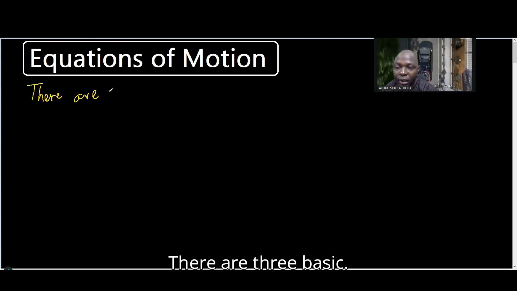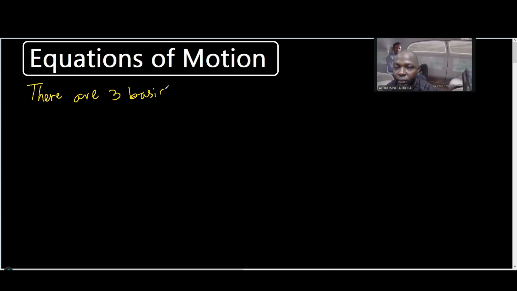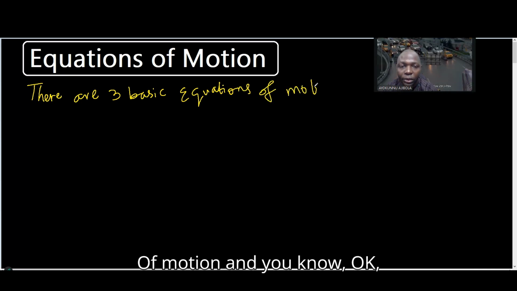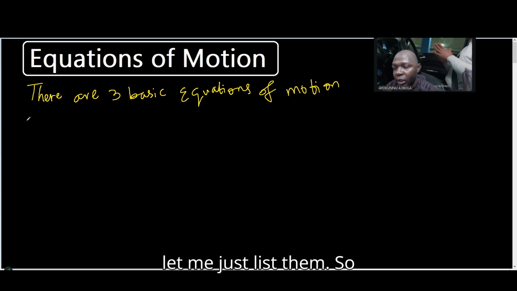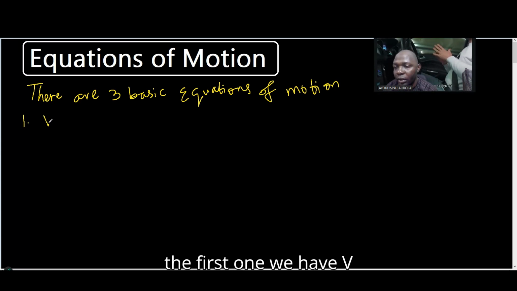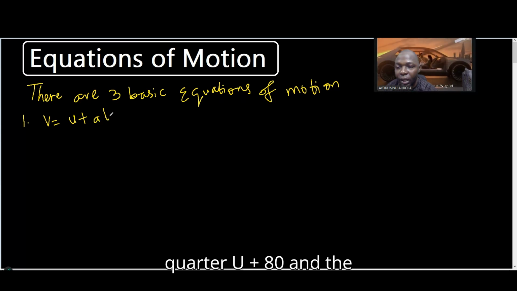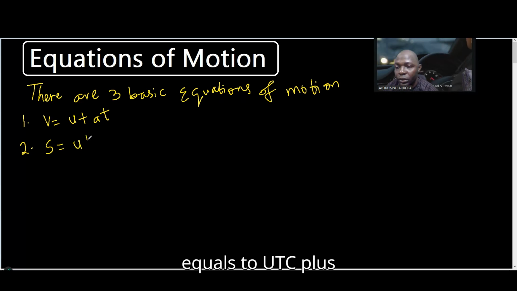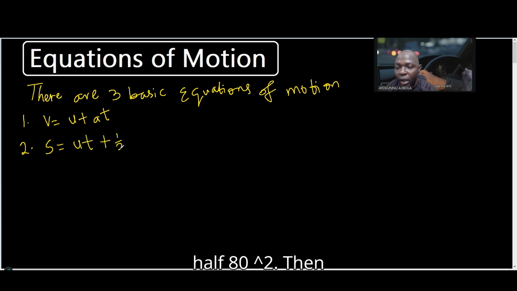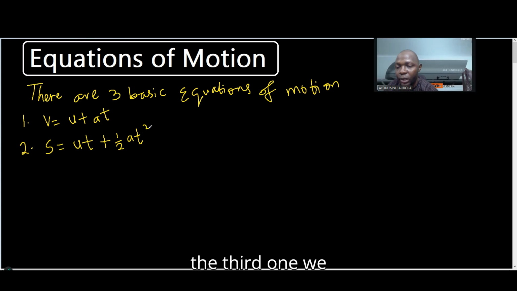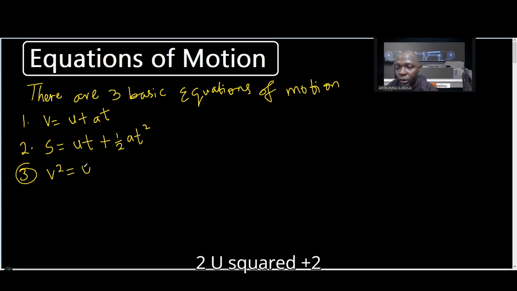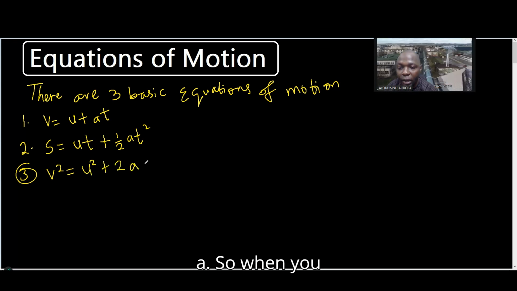So, there are three basic equations of motion. Let me just list them. The first one, we have v equals u plus at, and the second one we have s equals ut plus half at squared. Then the third one, we have v squared equals u squared plus 2as.